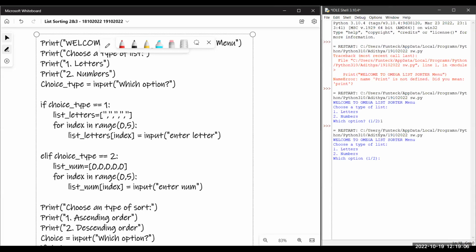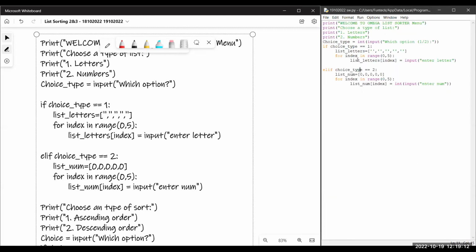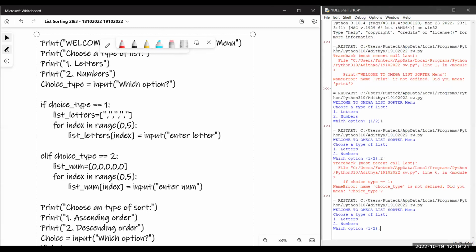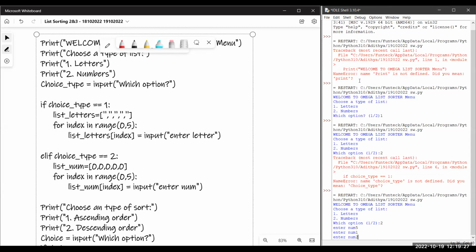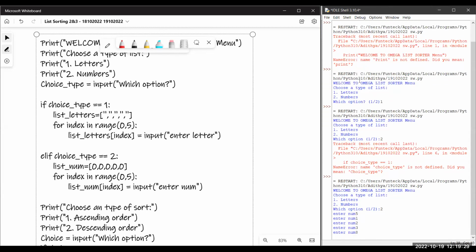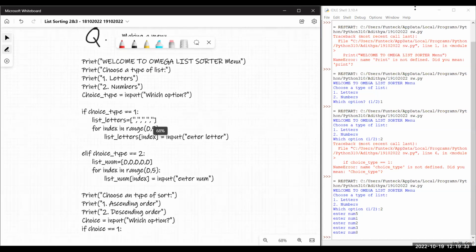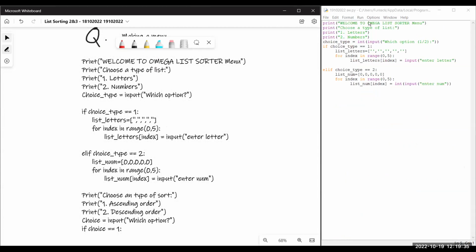Now we'll say which option. I'll say I want numbers, and there's an error. Let's see what the error is. Choice. Okay, the error is this: C is small, not capital. Let's run this. Okay, so option is numbers again. Enter number, I'll say 5, 1, 2, 3, and 8. Now the numbers are done. They are taking the numbers. Let's check it for the letters.